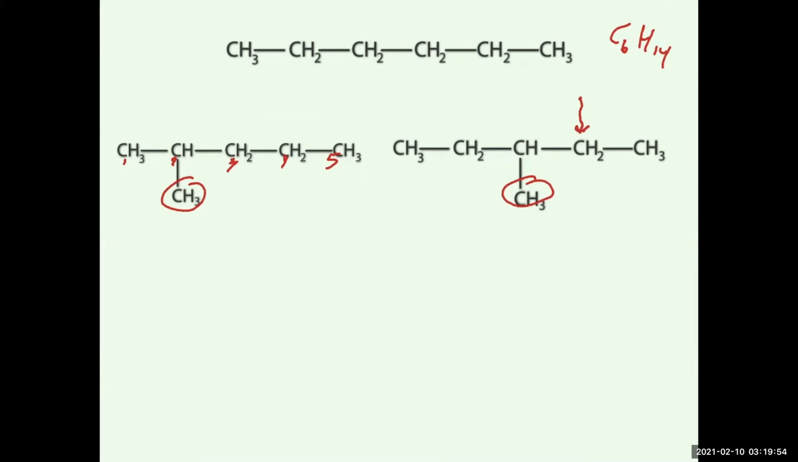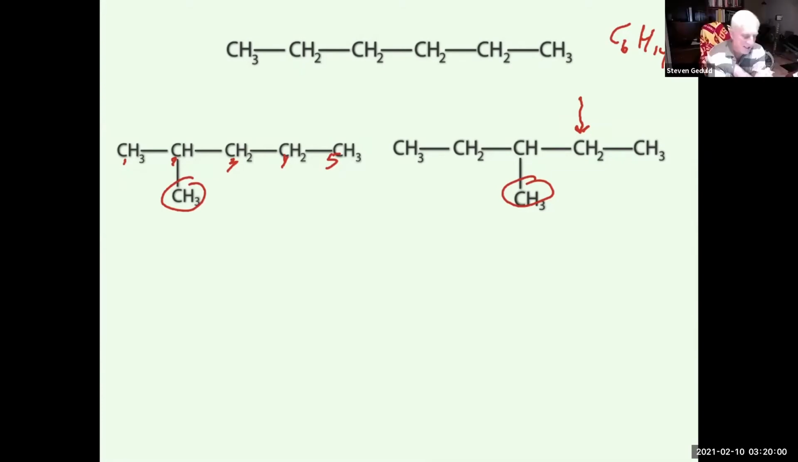No, because it's the same thing as the original one. It's the exact same thing as this one, just spin it around. Remember, we use the lowest number, so this would be 2-methylpentane, not 4-methyl, because it's the same thing in three-dimensional space. So that one wouldn't count. So far I've got 3 isomers.